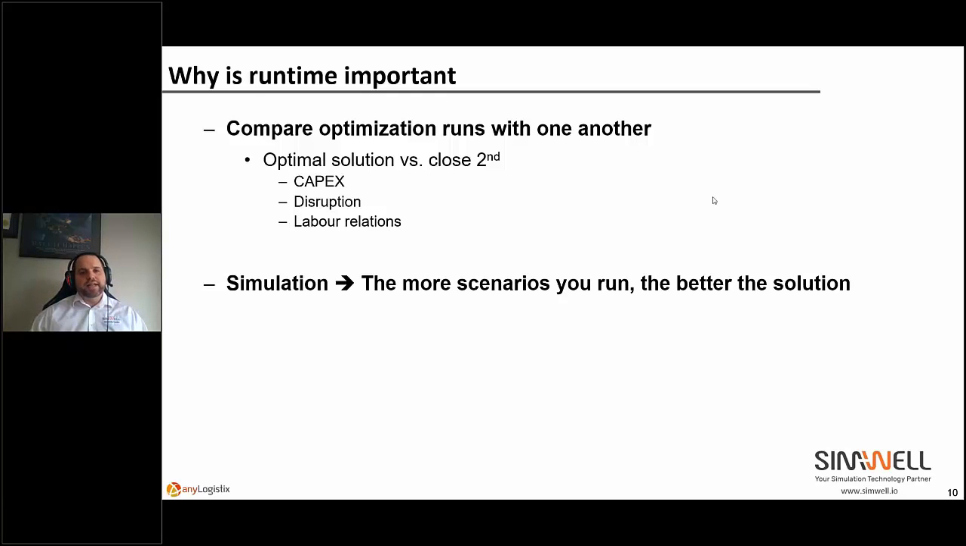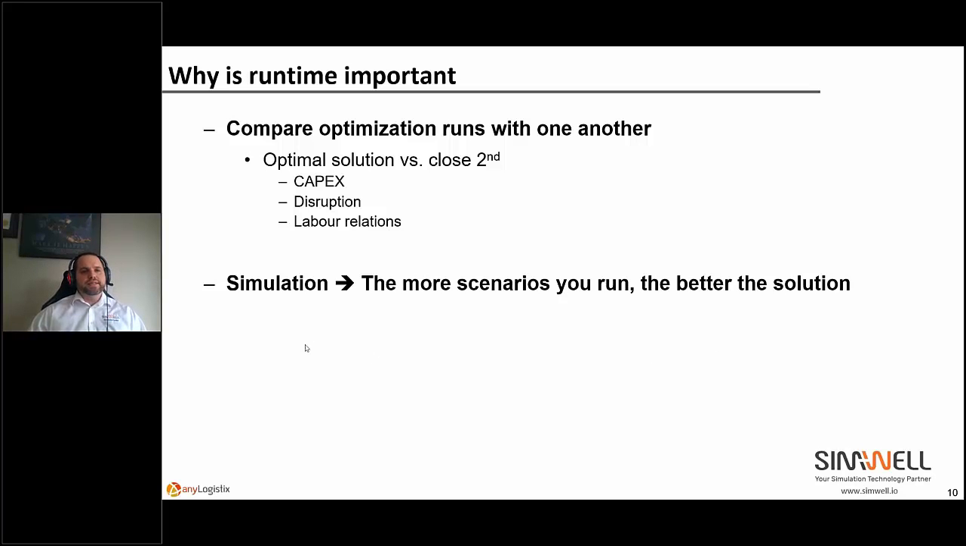And you cannot find that close second unless you are able to run several scenarios, and you are able to run several scenarios if the model is fast to run. And in simulation overall, there's no magic optimization button that'll give you the best solution. So in simulation, in general, you get the best solution by testing a bunch of scenarios, and the more scenarios you run, the better the solution, right?